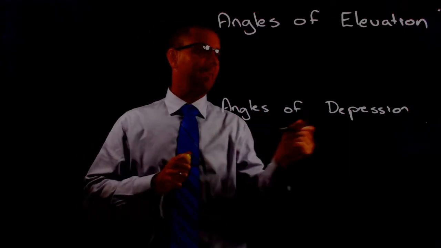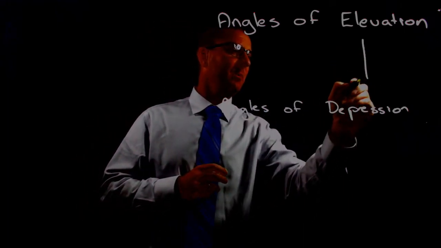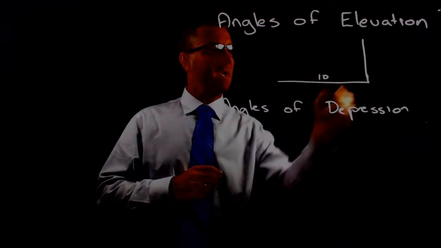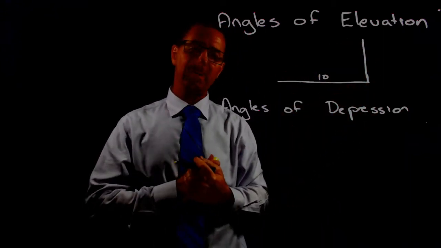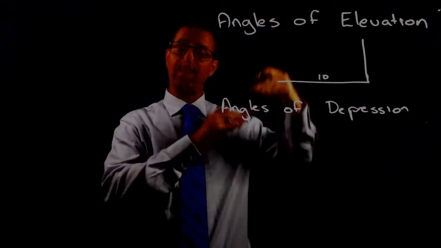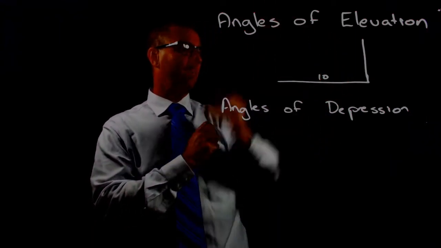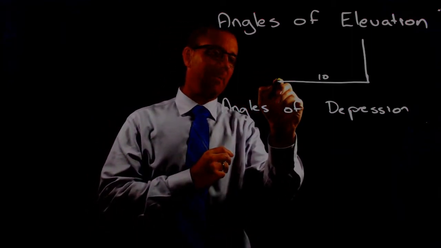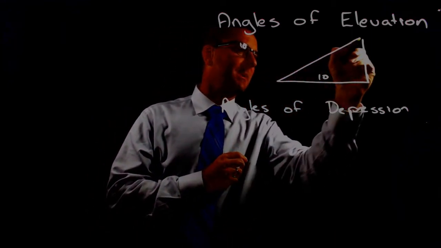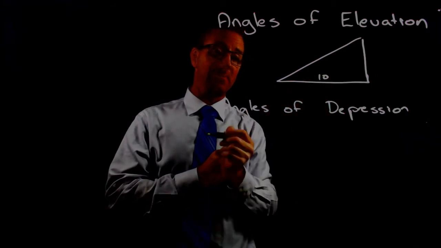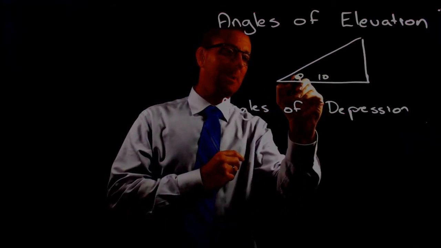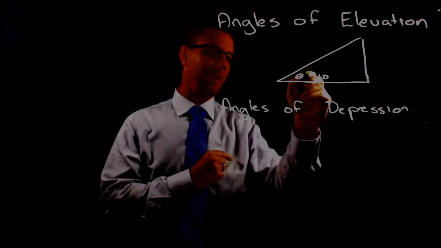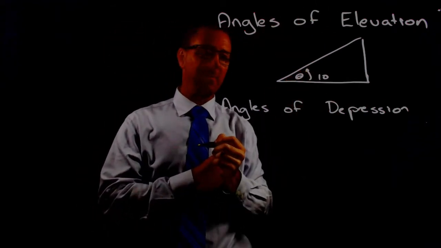So the angle of elevation, let's say that we've got a flagpole and we are currently standing 10 meters from that flagpole. Now the flagpole would be quite difficult to measure the height of because we'd have to climb the flagpole in order to calculate its height. However, if we take the angle of elevation, then that means that we'd stand 10 meters from the flagpole and we'd measure the angle that we're looking up at the top of the flagpole, right there, our theta.